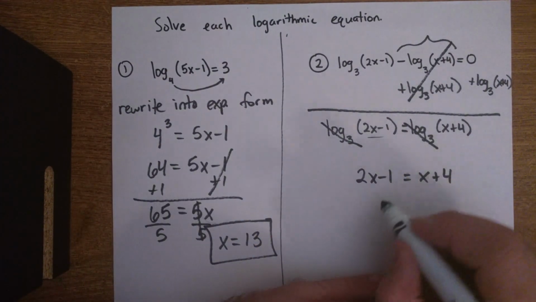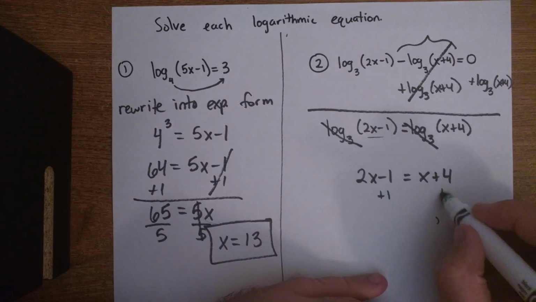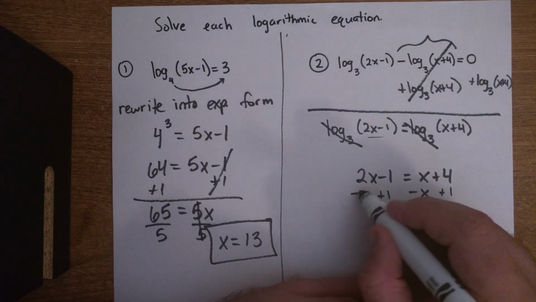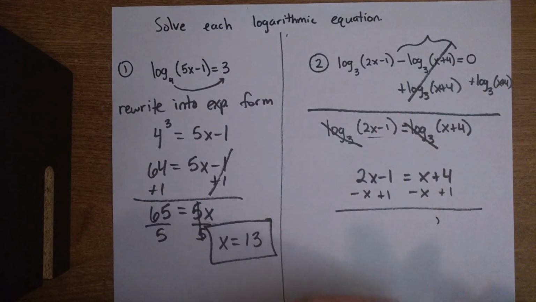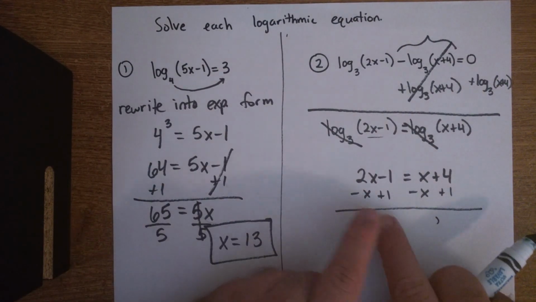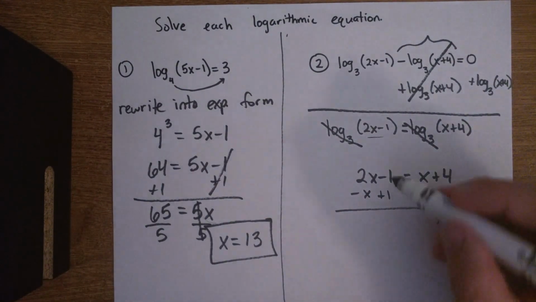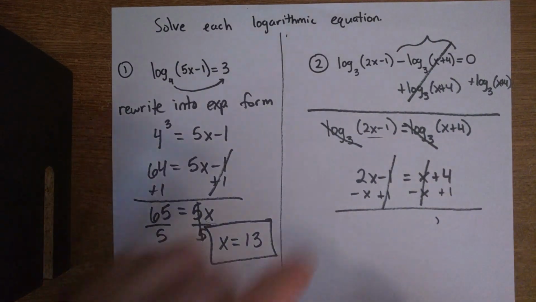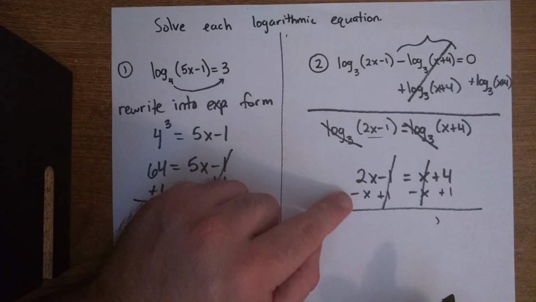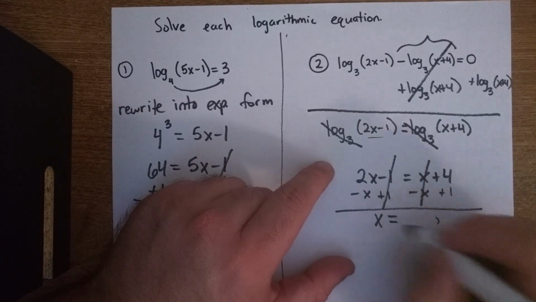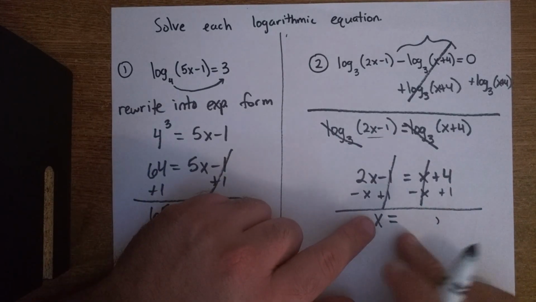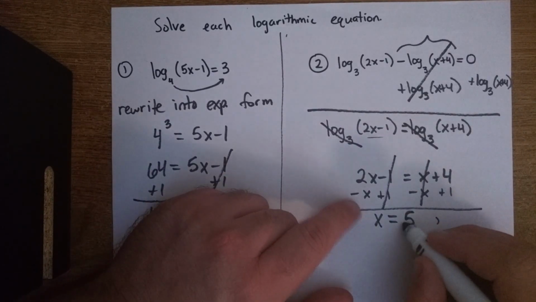I'm just going to go ahead and go through it now. We're going to add 1 to both sides and subtract x from both sides. Because I want to move my x's this way and my numbers this way. So these are gone, these are gone. On this side, 2x minus x is x. So this is looking good. This looks like it's starting to solve itself. 4 plus 1 is 5.